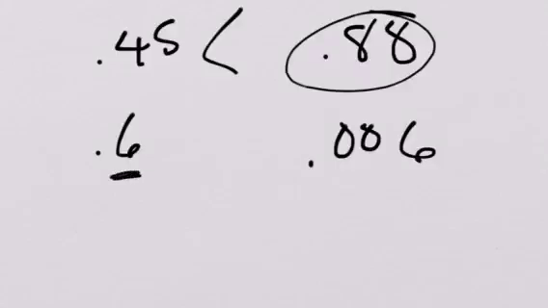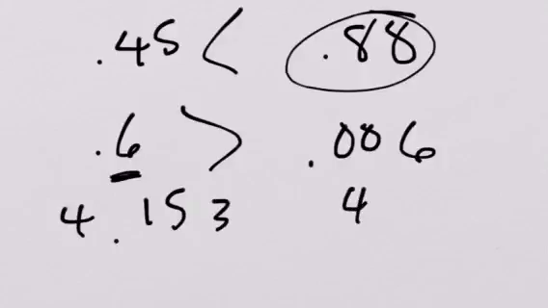Which one of these is greater? It's going to be that one. So 0.45 is less than 0.88. If I have 0.6 and then I have 0.06, I can say which one is greater. It's going to be this one because this is 0.06 and that's 0.6. So that is greater.